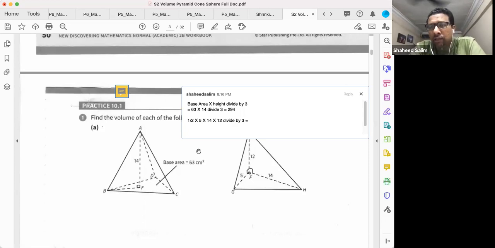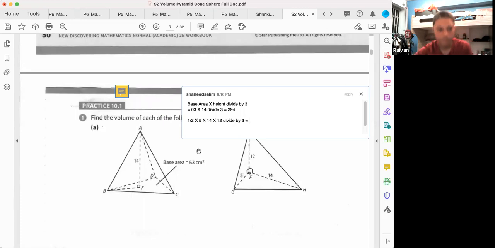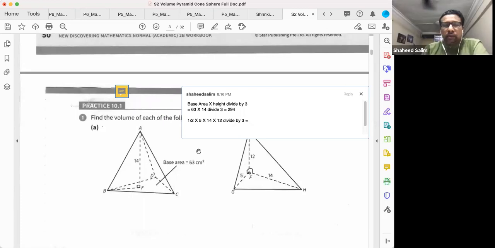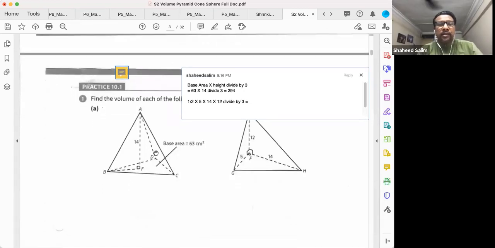Inshi, are you using a calculator? Ryan, use a calculator. Otherwise, it'll be too slow. Okay. So anyway, the answer will be 140. Make sure you get 140. Do you get 140, Inshi?